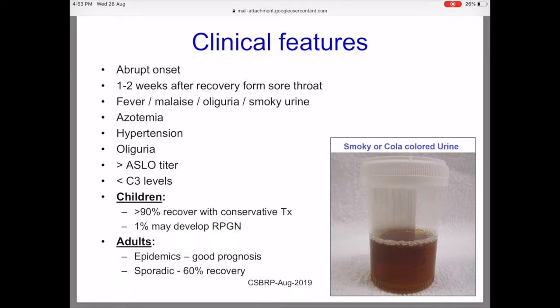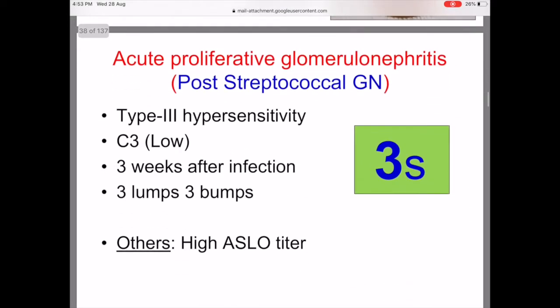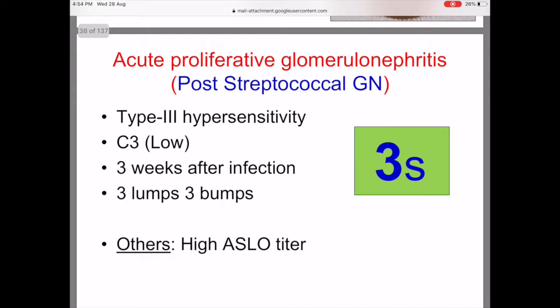Most of the children will recover completely by conservative treatment, and less than 1% may develop rapidly progressive glomerulonephritis. So, if it is occurring in epidemics, it is associated with good prognosis, and in sporadic cases the recovery is less. So, to remember the changes in acute proliferative glomerulonephritis, the 3S is a clue.